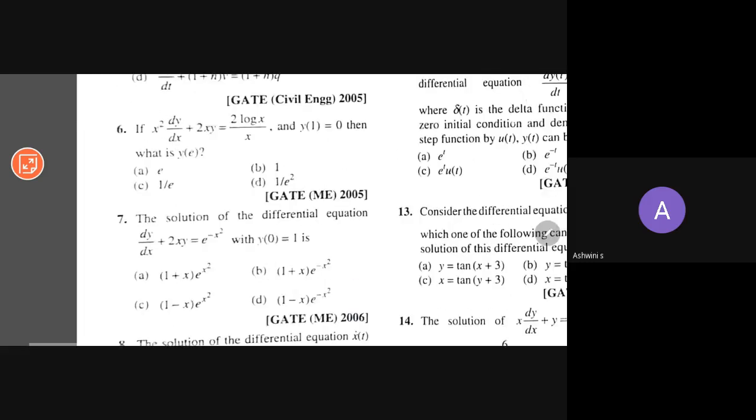Sometimes we need to do it. Some questions may take a little time. So seventh question now. The solution of the differential equation dy dx plus 2xy is equal to e power minus x square, with y of 0 equal to 1, is.